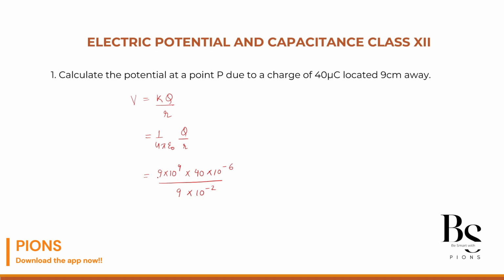Clear? Let's simplify. 9 cancels with 9 and 40 as it is. 10 to the power 9 and 10 to the power minus 6 gives 10 to the power 3. Let's take this 10 to the power minus 2 up, so it will be 10 to the power 2. So it will be 4 into 10 to the power 6, 4 megavolt or million volt. You can write it that way, or you can leave it as 4 into 10 to the power 6 volt. Both are fine.